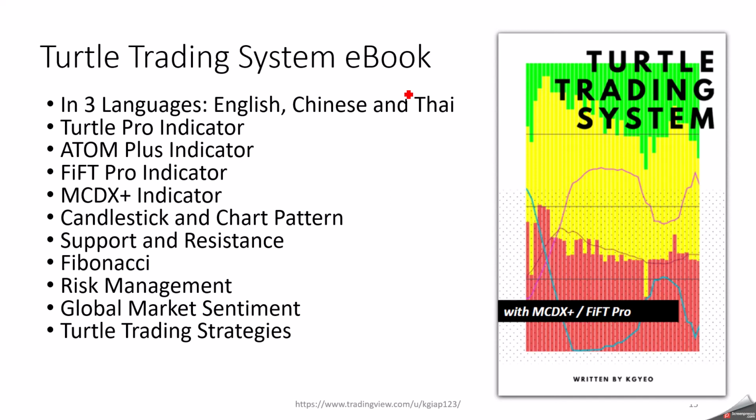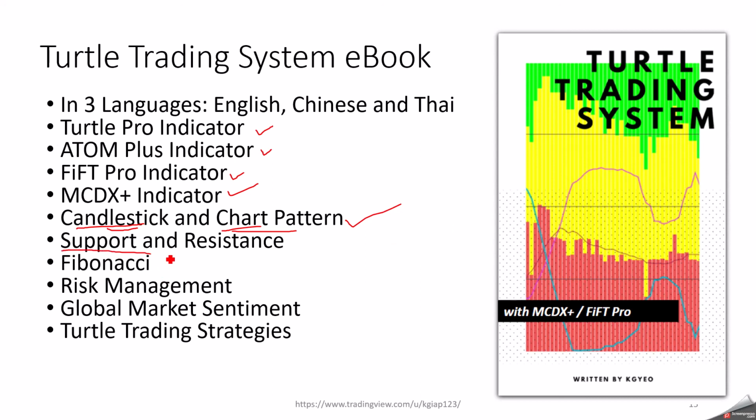Okay, there's about 225 pages, and we have 3 languages of the ebook: English, Chinese, and Thai. This ebook will be covering the Turtle Pro indicators, Atom Plus, Fifth Pro, and MCDX. These 4 are very important indicators we use for the Turtle Trading System. And of course, it's not enough. We need to know how to read candlesticks and chart patterns, which will help us to improve our winning rate. Also covered in this ebook.